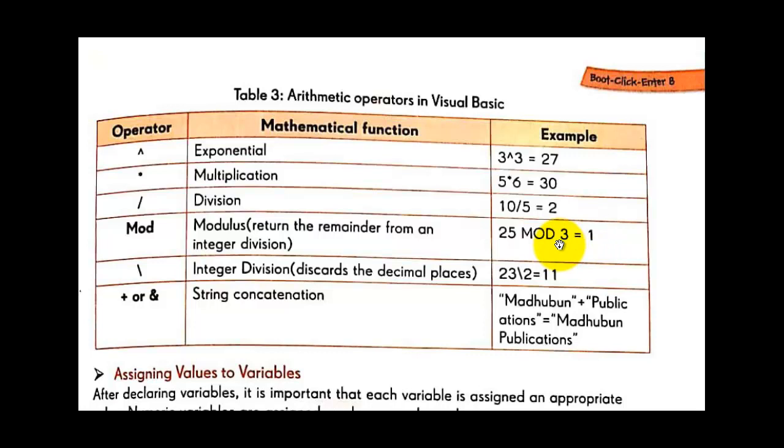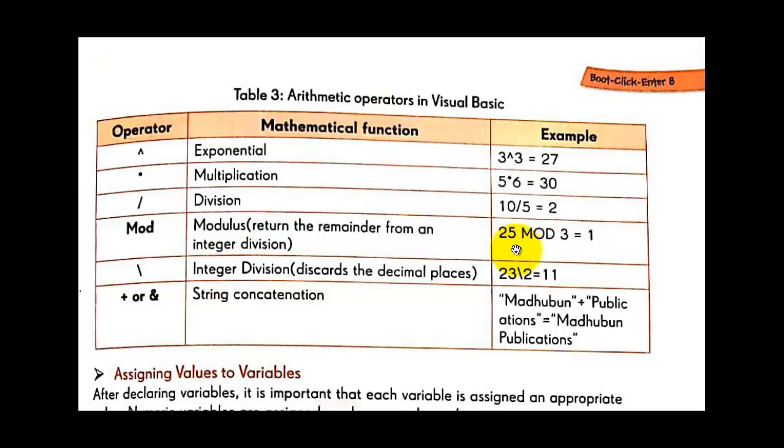But the quotient is 8, right? 3 8s are 24. The quotient is 8. So if you use this mod operator, the answer will not be the quotient, but the remainder here. That is, the remainder is 1. If you use this forward slash for division, then the answer will be the quotient. We neglect the remainder here. But if you want the remainder instead of the quotient, you have to use this mod operator. The answer will be the remainder and not the quotient.